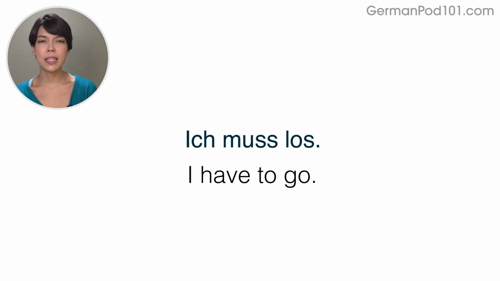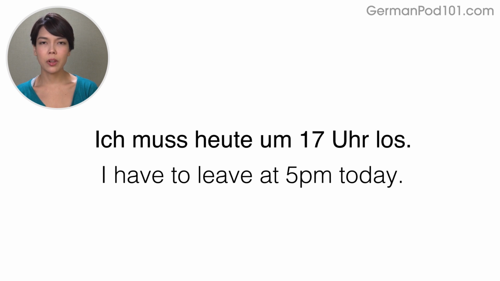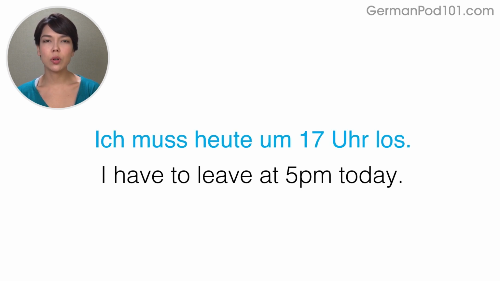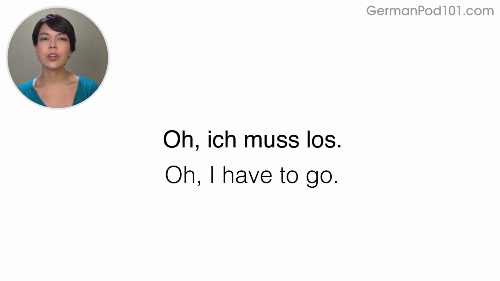Let's use the sentence, "Ich muss los," I have to go, as an example. "I must go" sounds really strong in English, but in German it can be used just to let someone know when you have to leave. For example, "Ich muss heute 17 Uhr los." I have to leave at 5 p.m. today. Or you can use it when you suddenly realize the time and you have to go somewhere else, as in, "Oh, ich muss los." Oh, I have to go.